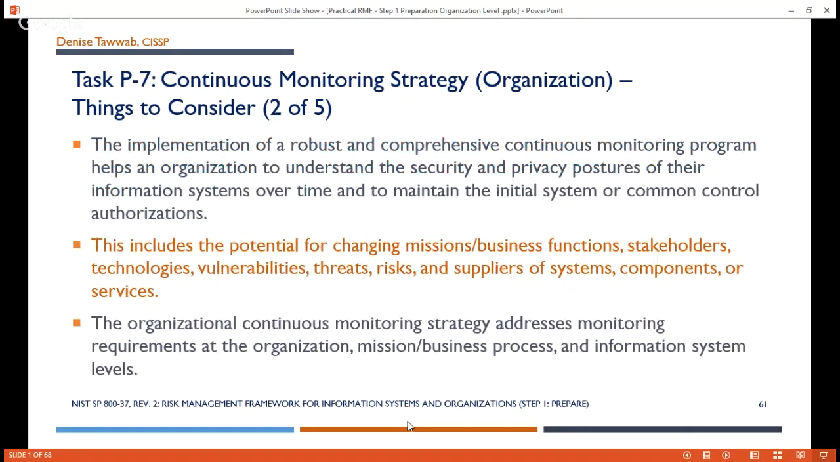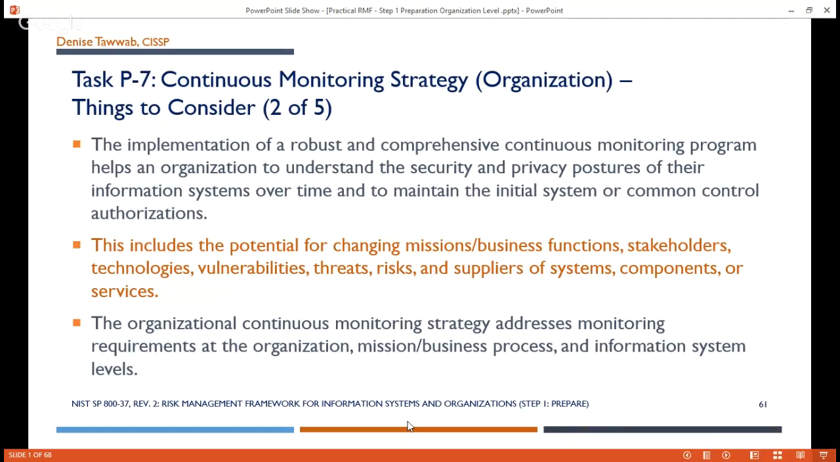All right, implementing a robust and comprehensive continuous monitoring program will help your organization understand the security and privacy postures of your information systems over time, and also maintain the initial system or common control authorizations. So you've got two things. You want to always know the security and privacy posture of your systems, and you also want to maintain your authorization.